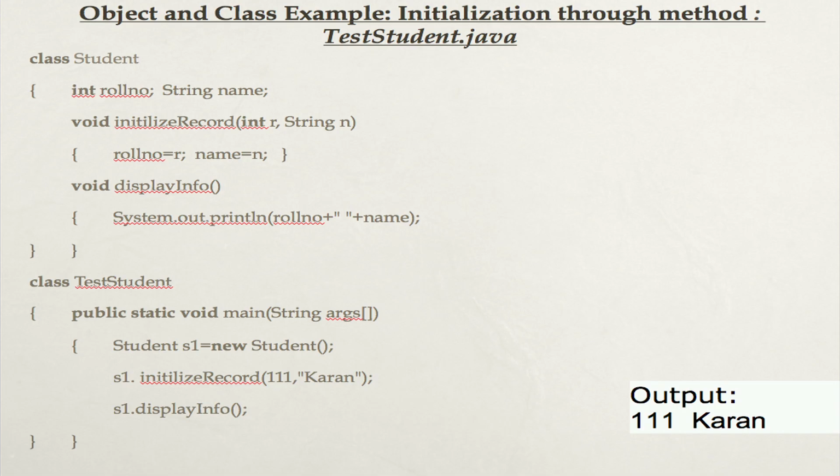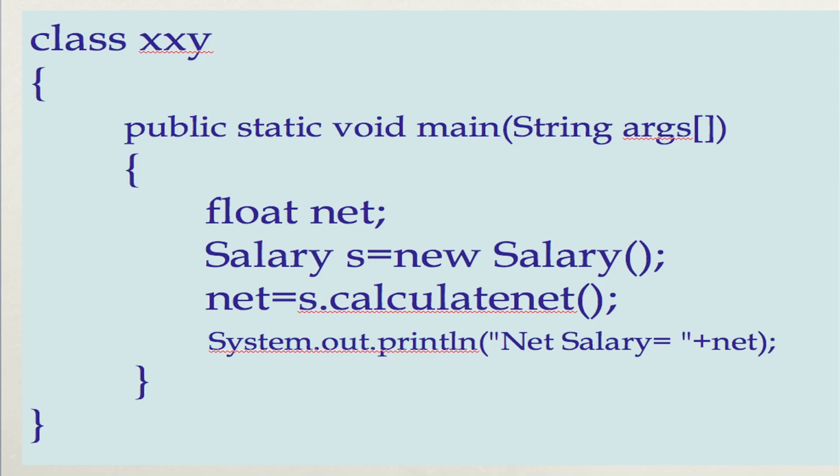So this is the initialization through a method, and the third way to initialize is by constructor. I have already explained this. Again, see this program: here we have a constructor, and in the constructor we are initializing all the variables. Another function is calculate net, which is a normal function, and we are executing it through the second class, XAxisY, where we have public static void main, and then we have defined a float net variable.